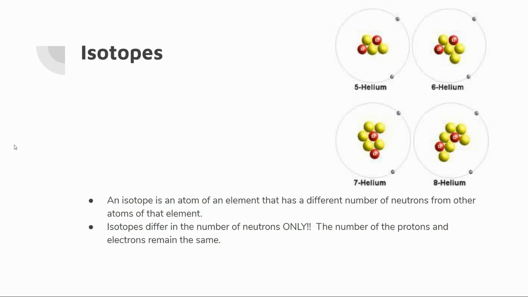So if we look up here at the example, all of these are helium atoms. Red will be protons. Helium has 2 protons. It has an atomic number of 2. The yellow subatomic particles are neutrons. We can change the number of neutrons. Sometimes that happens naturally. Sometimes it can be done scientifically or man-made. And this is all still helium, but the mass is different between these because we have added neutrons.